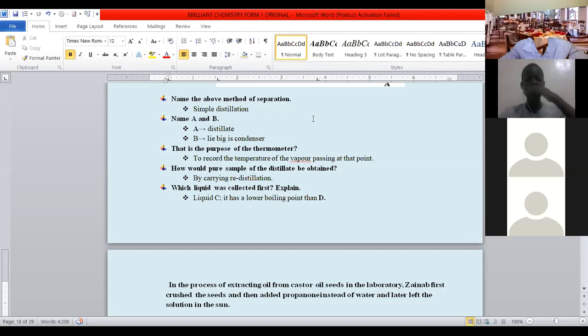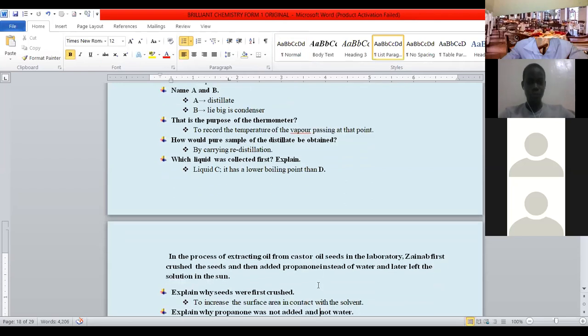It is left in the sun to allow the solvent to evaporate. Yes, it is left in the sun for the solvent to evaporate.